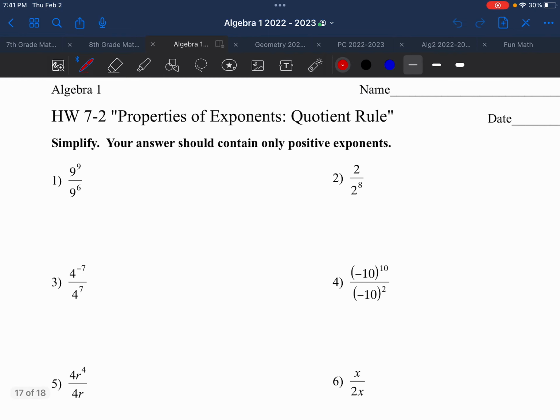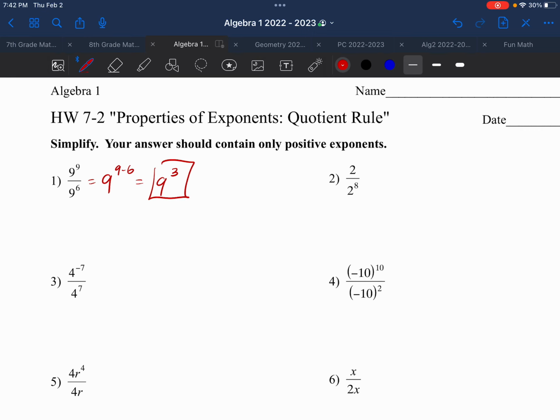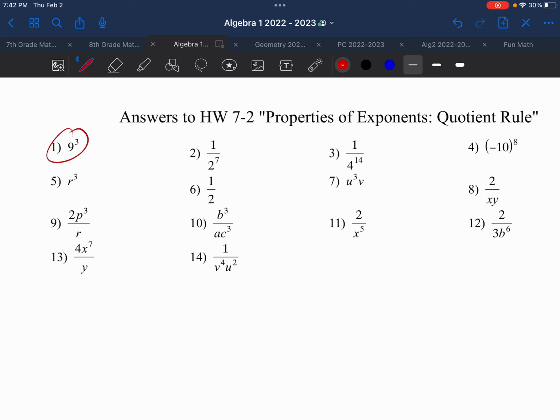All right, notice that we have the same base. Whenever you have the same base, you are going to subtract the exponents whenever you have division. So this is really going to be equal to 9 to the power of 9 minus 6, which is therefore 9 to the power of 3. Final answer, box it. Checking our work, 9 to the power of 3, 9 to the power of 3.